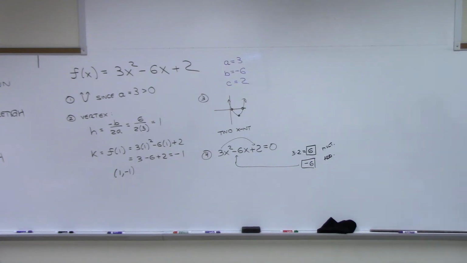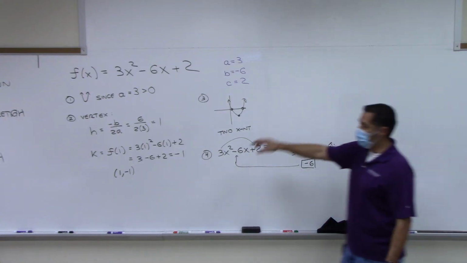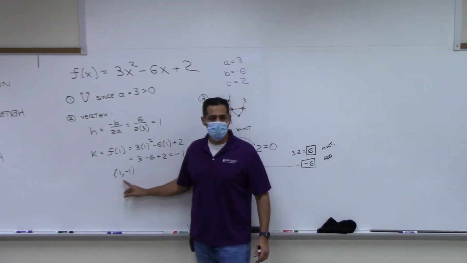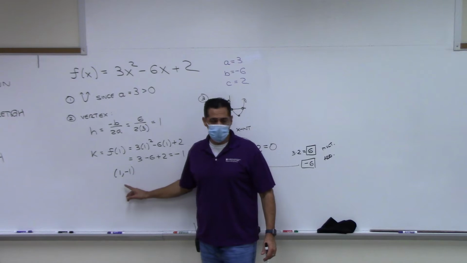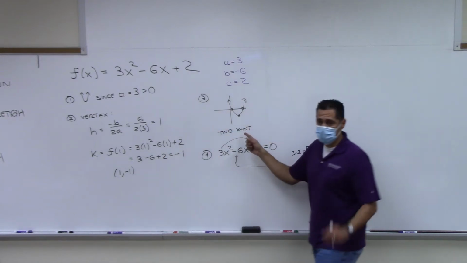Okay, we should talk about this. Yes? Everyone good on these first steps? Everyone get this vertex, 1, -1? Everyone got a quick sketch that we do have two x-intercepts?